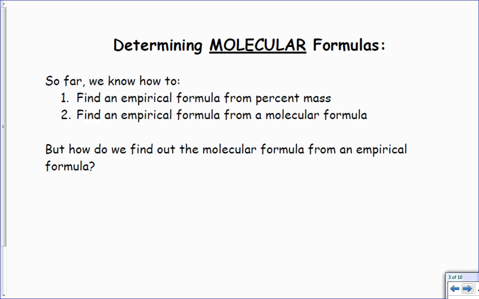So determining molecular formulas, so far we know how to find an empirical formula from last video, from percent mass, or from the molecular formula. But how do we find out the molecular formula from an empirical formula? So that's what we got to be able to do today.